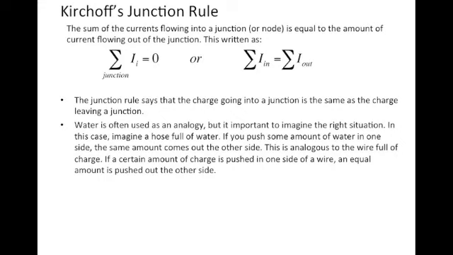So let's look at the junction rule. The junction rule, we said, is essentially the currents going in equal the currents going out, right? We can't create charge, we don't destroy charge. What goes in comes out.